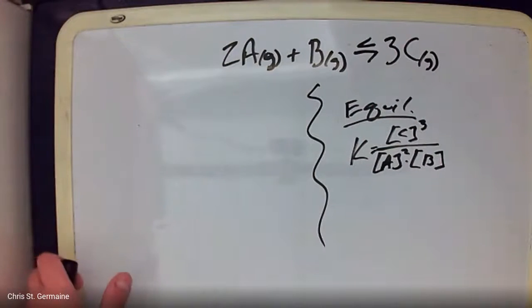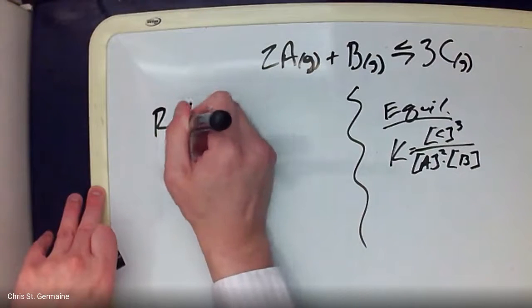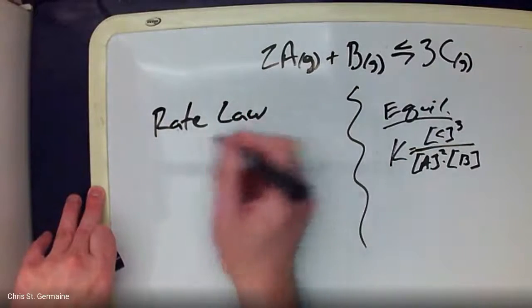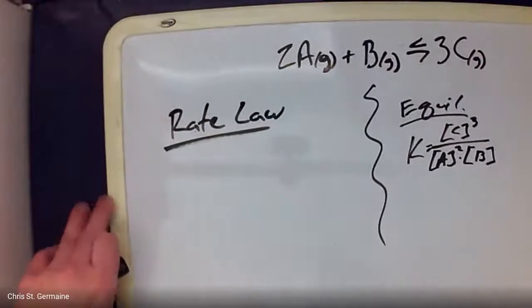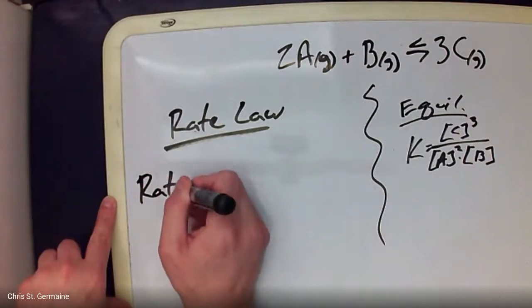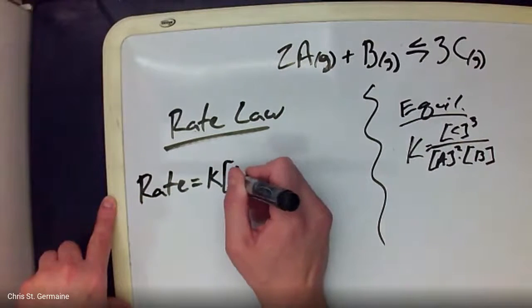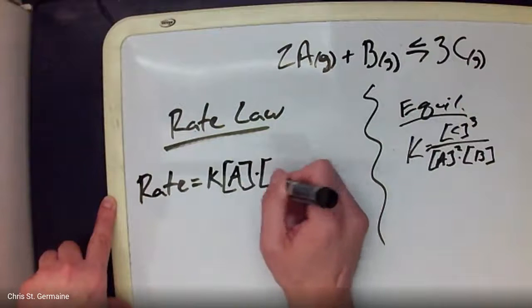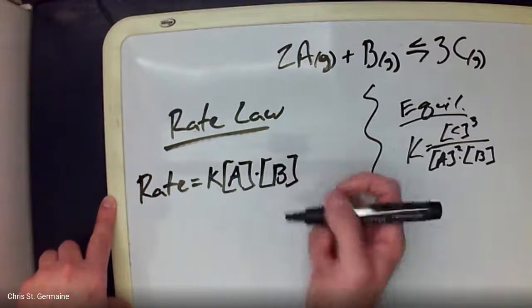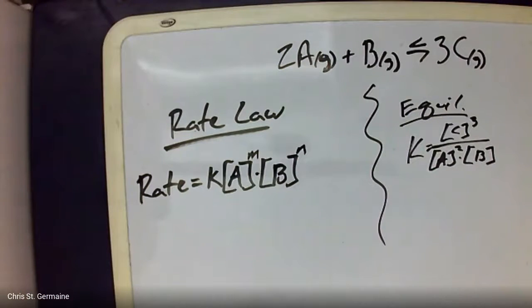Well, what we're going to do now is called rate law. And so here's what the rate law for this would be. The rate law for this would be rate equals K times A times B, and that's an M and an N above it. Which I'm going to explain all this, so don't freak out.